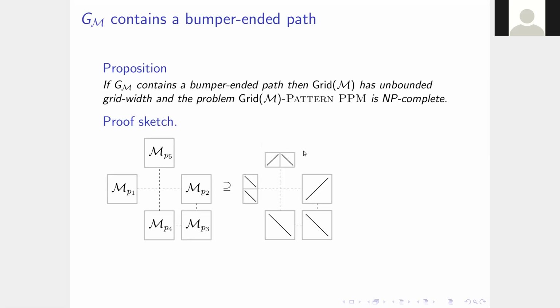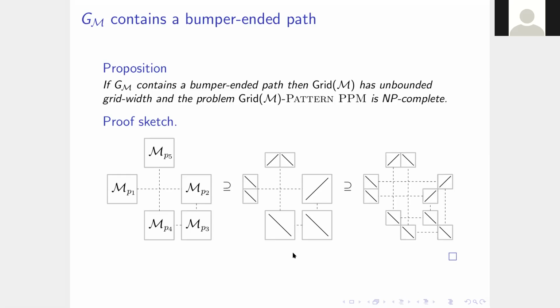And now we can refine each of those middle cells into 2x2 matrices using the same trick we already saw before. And what we obtained is a subclass of the original class, but moreover, it's a monotone grid class that contains a cycle in its cell graph. And therefore, the unbounded grid width and the hardness of the grid M pattern PPM follows from the results about monotone grid classes.